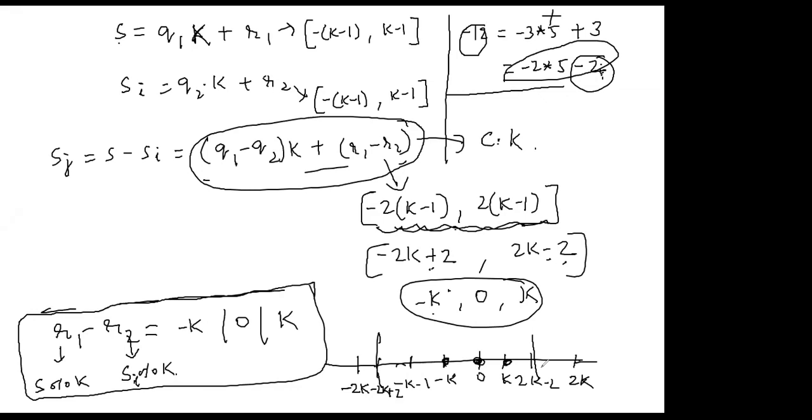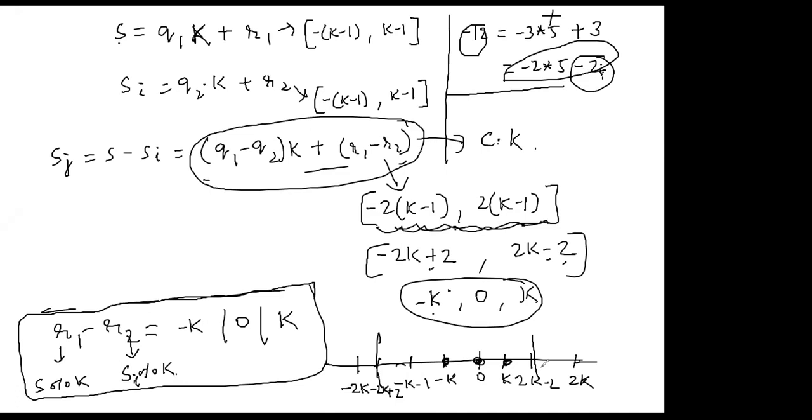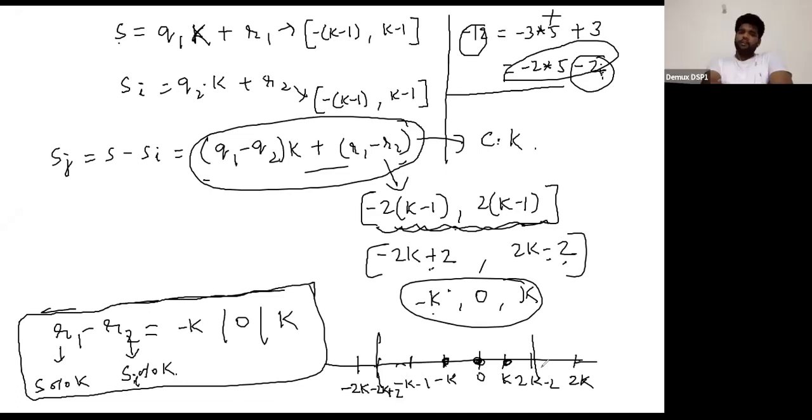Sir, what are those minus k, 0 and k? Those are the values R1 minus R2 needs to take in order for our subarray to be divisible by k. Okay. Others? If you understand, can you acknowledge? And if you don't, can you ask questions? So this is part B of the question.